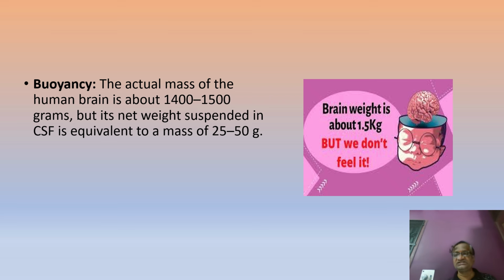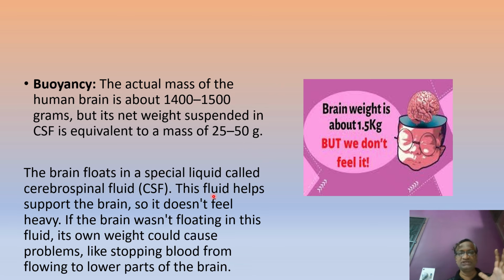So what are the functions of the CSF? It is coming from the blood, going back to the blood. Why should it be there? Okay. The buoyancy. Normally, our brain weight is 1.5 kilos. We don't feel it. There is no head weight. Here it has become 25 to 50 grams. That's the most important job. It floats. If the brain isn't floating, it will compress its blood supply. That's another problem if it is not buoyant.